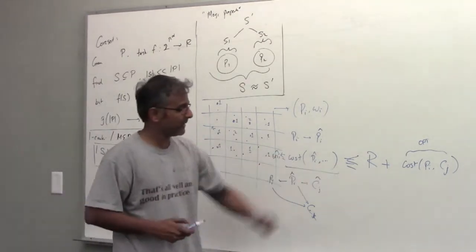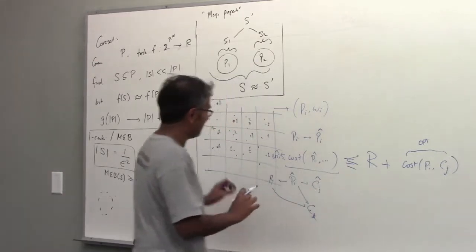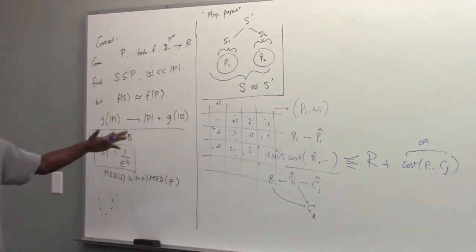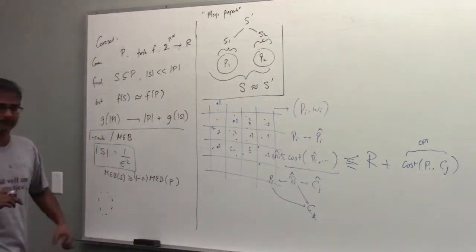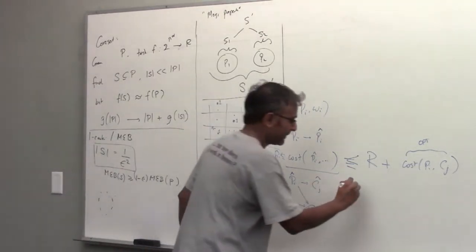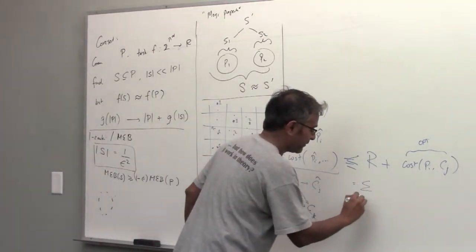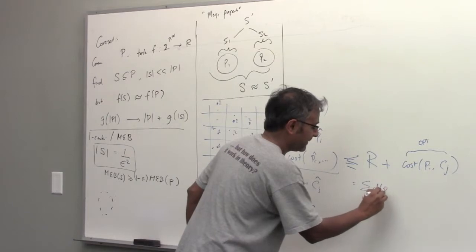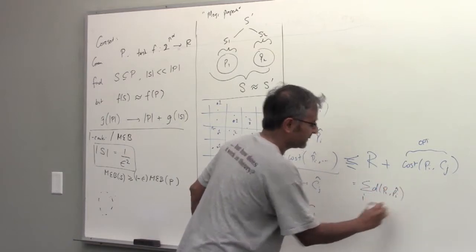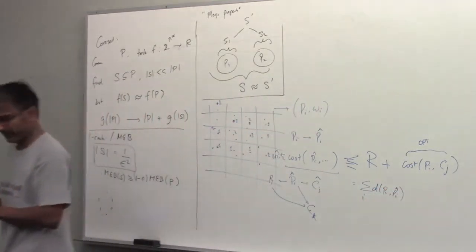And what is this term? This term is basically, and I should have mentioned the cost function we're using here is the k-median cost. So you're adding up all these things, this makes it simpler. So it's going to be sigma over all i, the distance from Pi to P hat i. Now this brings me to the answer to your question. Right?